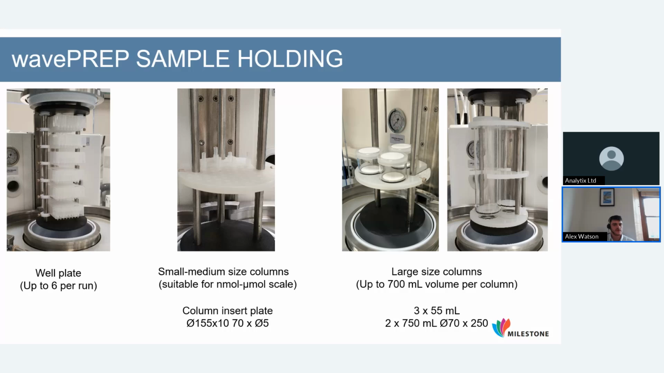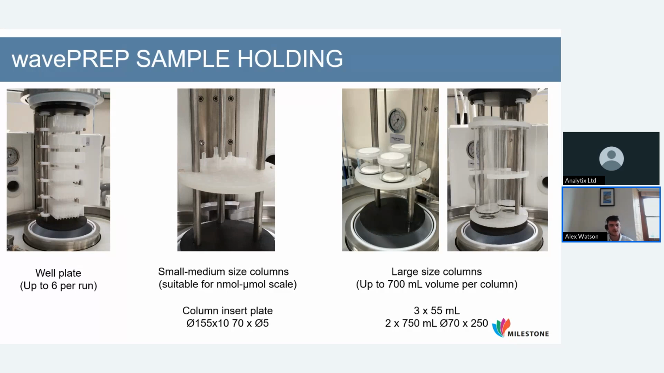So there's multiple different sample holding options with WavePrep. It's really flexible in that way, and that means that we're able to work to a really wide range of production scales. So firstly, we've got the space for six 96 position deep well plates. That's really popular for synthesis of small batches of custom oligos. It's what a lot of our customers use WavePrep for.